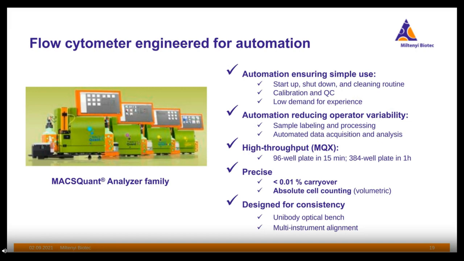Within our MACSQuant family, we have a special instrument known as the MACSQuant X. This can also be used for high-throughput assays and can give you results as fast as analyzing a 96-well plate in 15 minutes.